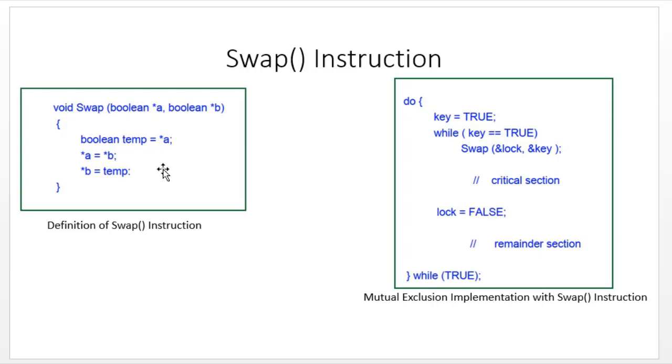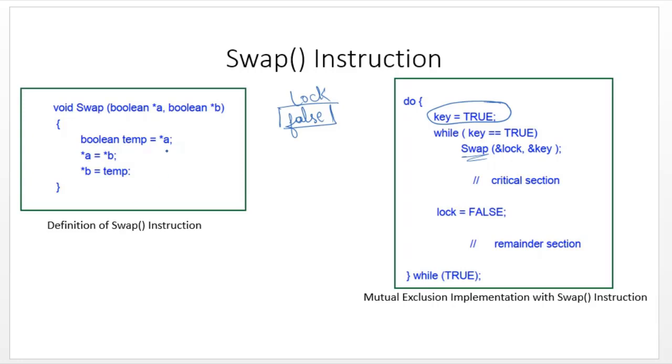A global Boolean variable lock is declared and it is initialized to false. And also each process has a local Boolean variable key. You can see that each process will have a local variable called key, and also there will be a global Boolean variable called lock. Initially this lock will be false. Whichever process wishes to enter into the critical section will set key to true, and if key is true, it will try to execute the swap.